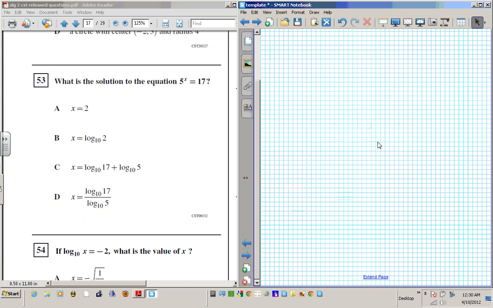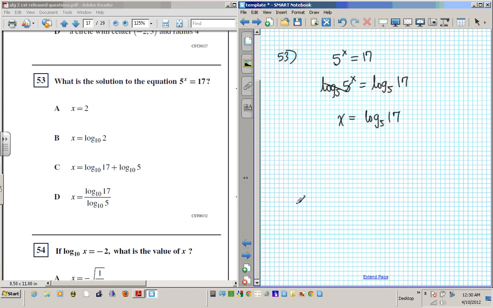It says, what is the solution of the equation 5 to the x equals 17? So 53, 5 to the x equals 17. Well, I'm going to use logarithm to get rid of this exponent. So I'm going to go log base 5 of 5 to the x equals log base 5 of 17. This cancels out, so you're going to have x equals log base 5 of 17.